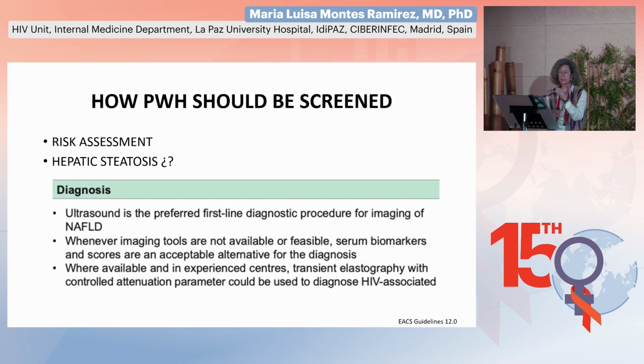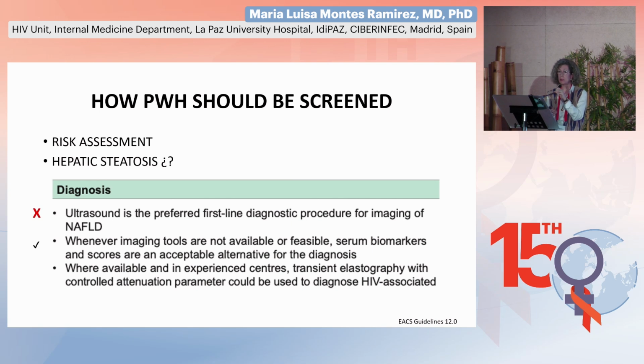In this scenario, it's very important to have clear recommendations about how people with HIV should be screened. As we have seen in the clinical guidelines, the fibrosis risk assessment is crucial. However, what about hepatic steatosis diagnosis, which is the first step in this condition? Looking at EACS recommendations again, it says ultrasound is the preferred first-line diagnostic procedure. However, it's not a rapidly and easily available resource everywhere. This is why the serum biomarkers play an important and real role.